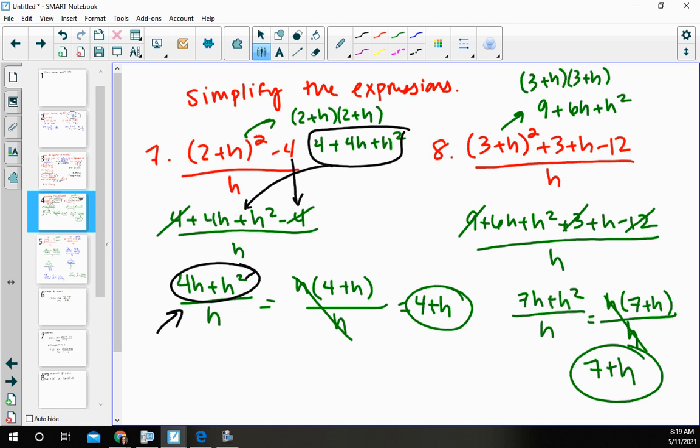I took that squared, I wrote it out twice and distributed, combined like terms in the top, took that h out and canceled it at the bottom.